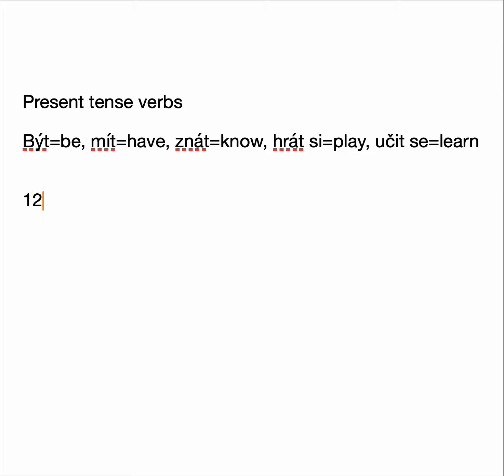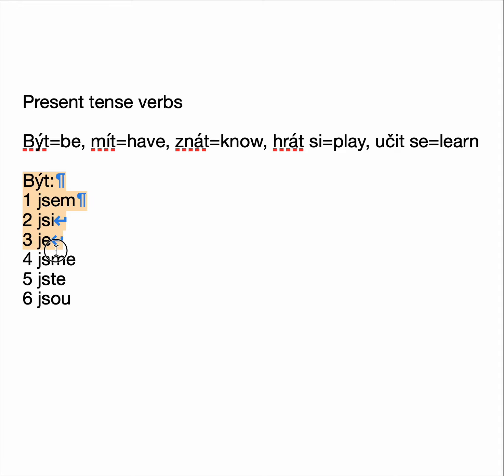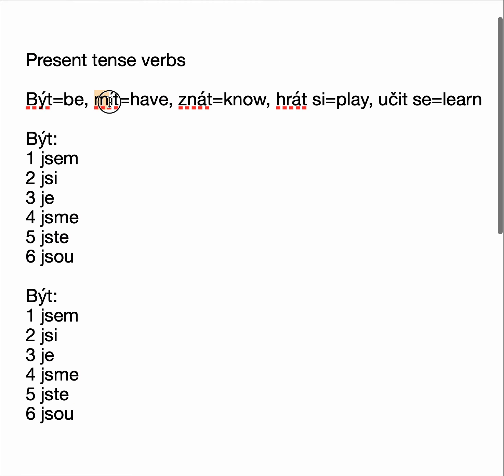I will do all the forms of them: the I form, you form singular, he, she, it form, we form, you plural form, and they form. So this is jsem, jsi, je, jsme, jste, and that's for být. Now let's do the same for the other verbs too, and we will find some patterns perhaps.